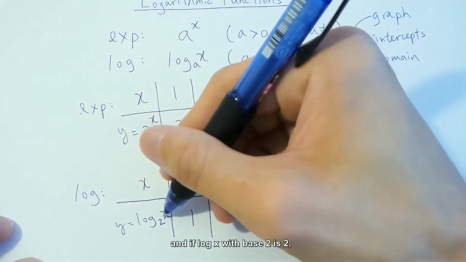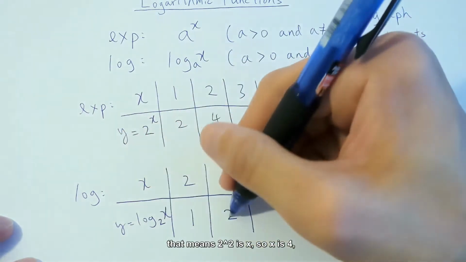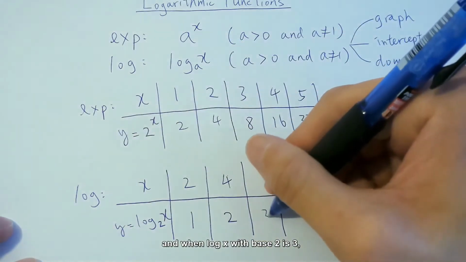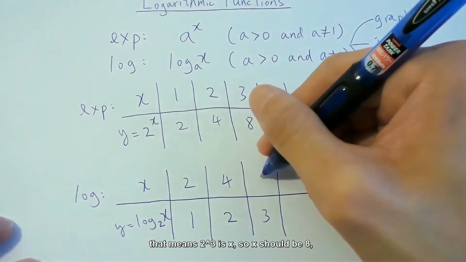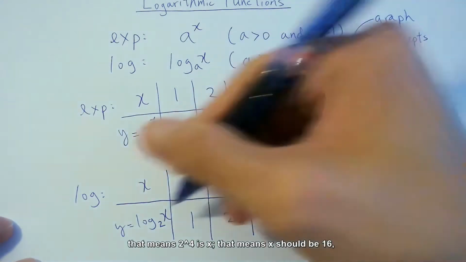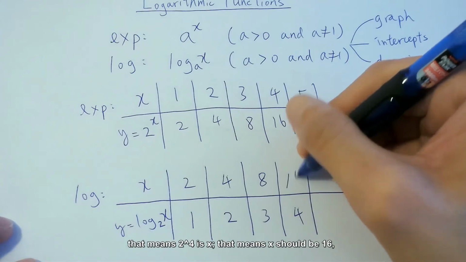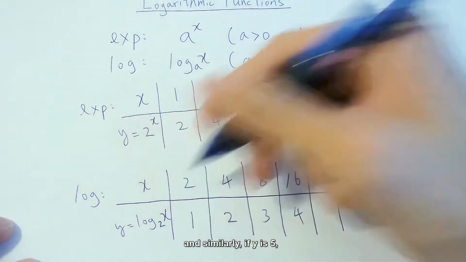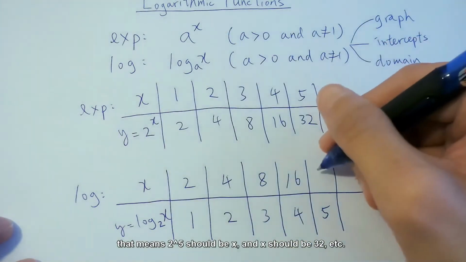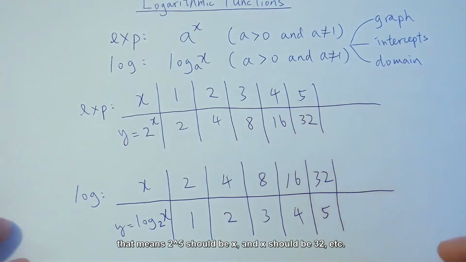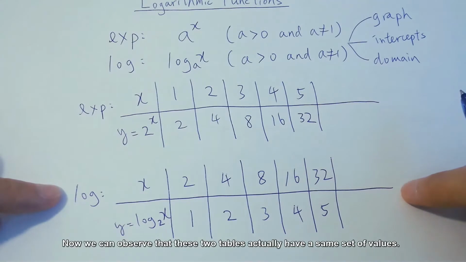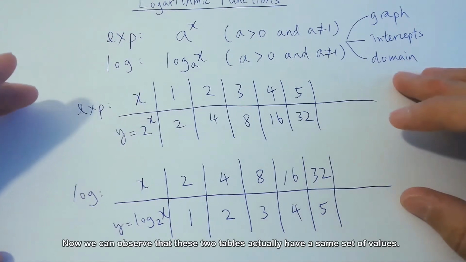And if logarithm of x with base 2 is 2, that means 2 to the power 2 is x. So x is 4. And when logarithm of x with base 2 is 3, that means 2 to the power 3 is x. So x should be 8. And when logarithm of x with base 2 is 4, that means 2 to the power 4 is x. That means x should be 16. And similarly, if y is 5, that means 2 to the power 5 should be x, and x should be 32, etc. Now we can observe that these two tables actually have the same set of values.